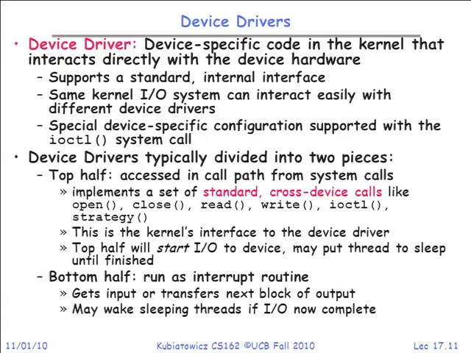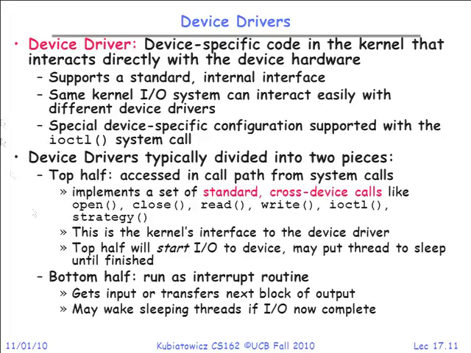Typically, device drivers are divided into 2 pieces, the top and the bottom half. The top half is the part that interacts with the kernel, and it implements a set of standard interfaces that basically look a lot like your system calls with a little more detail: open, close, read, write, ioctl, strategy. Some of these are not things that you give the user directly, but they're pretty much standard interfaces. The top half is the part that starts the I/O operations, and then typically will put a process to sleep until the results are done.